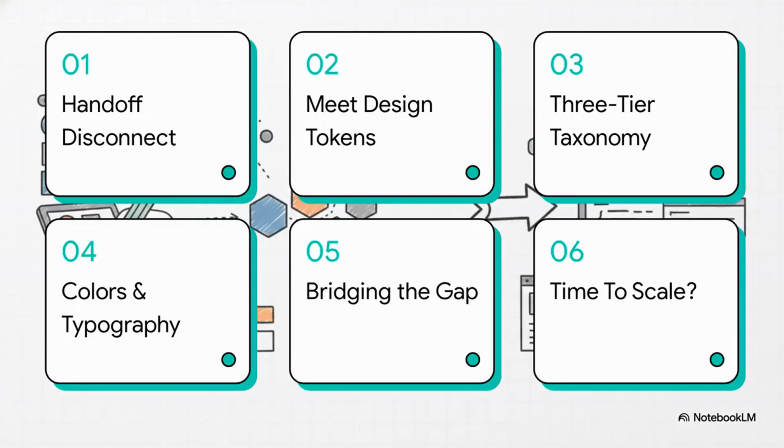So, to fix this, here's our roadmap for this explainer. 1. The design handoff disconnect. 2. Meet your design tokens. 3. The 3-tier token taxonomy. 4. Colors, spacing, and typography. 5. Bridging design and code. And finally, 6. Is it time to scale?